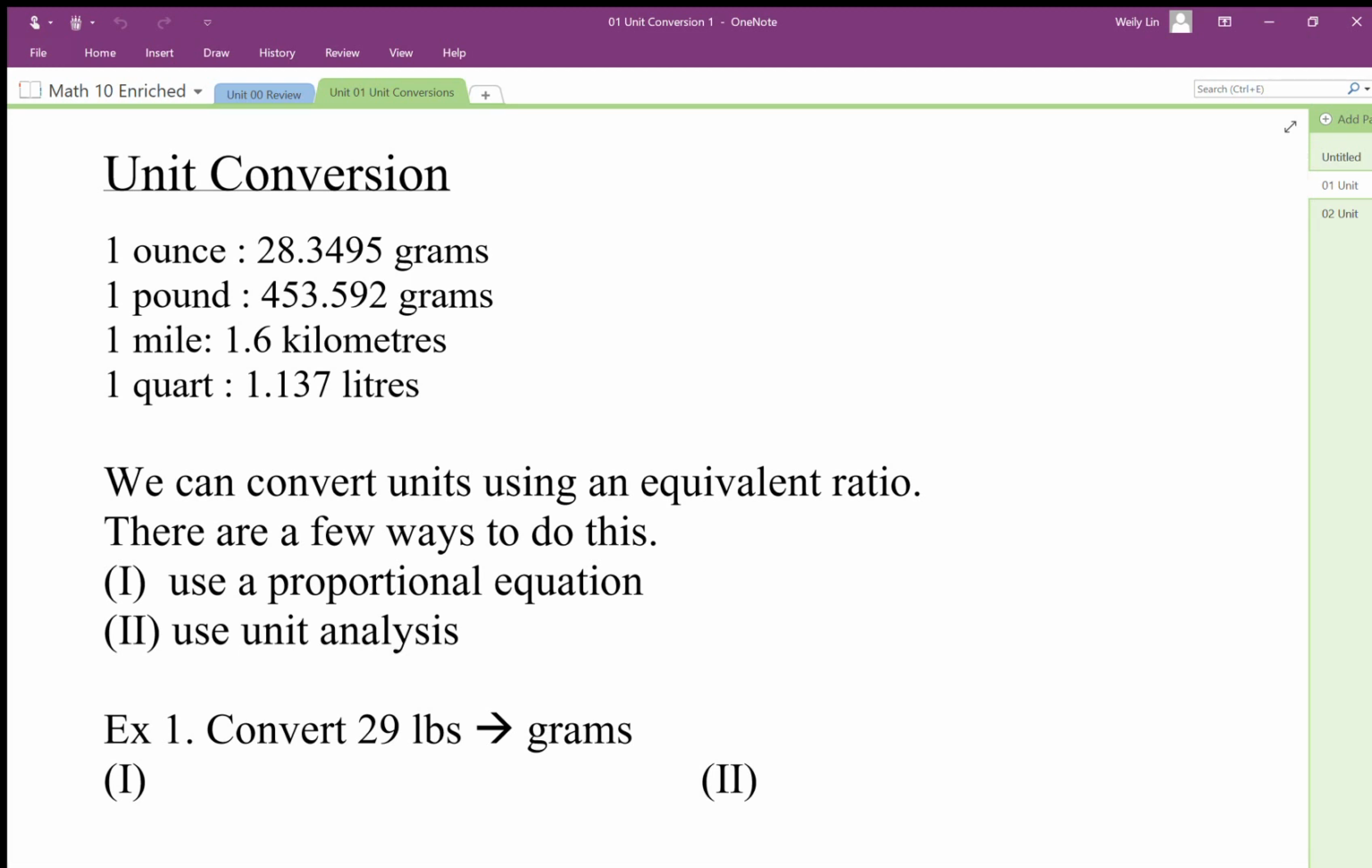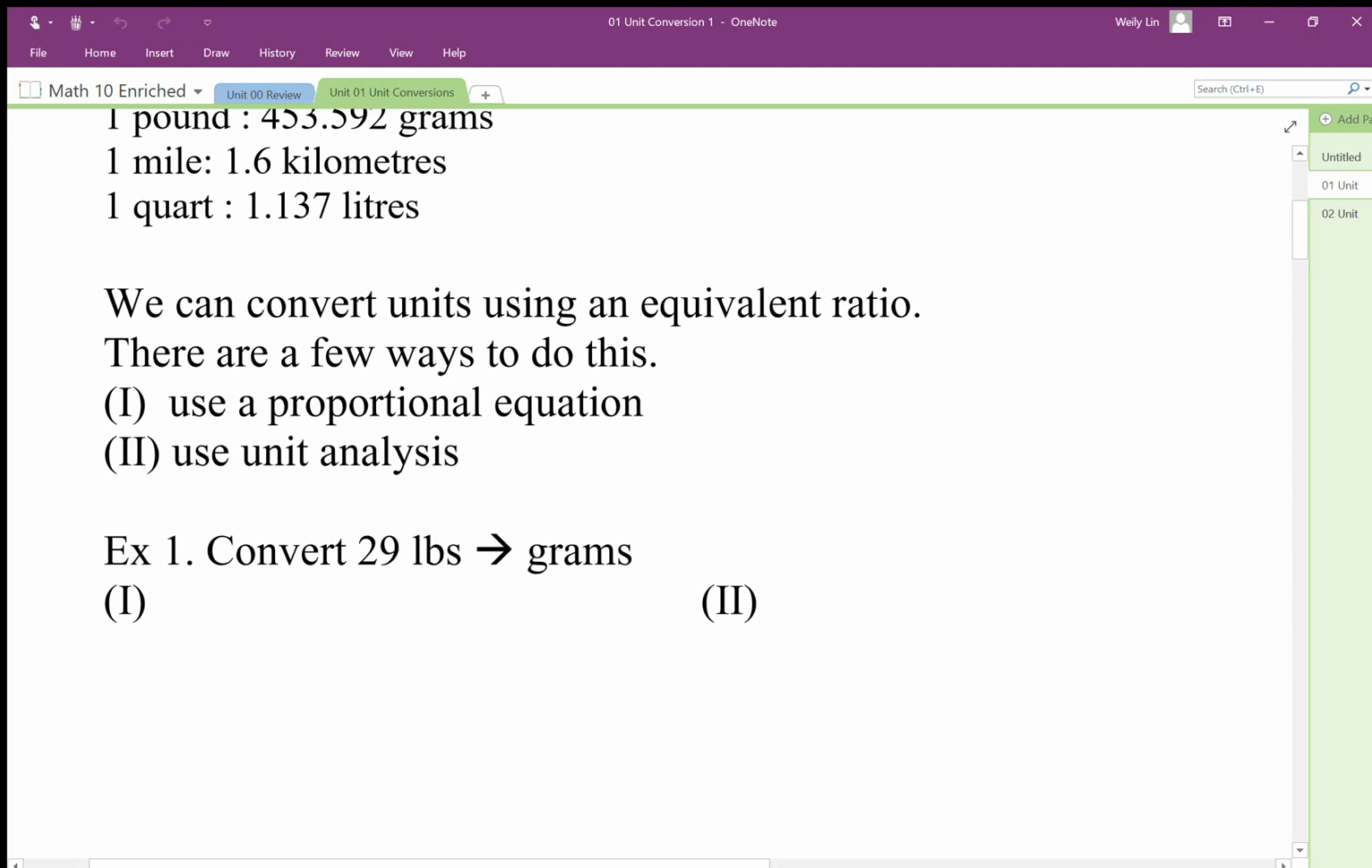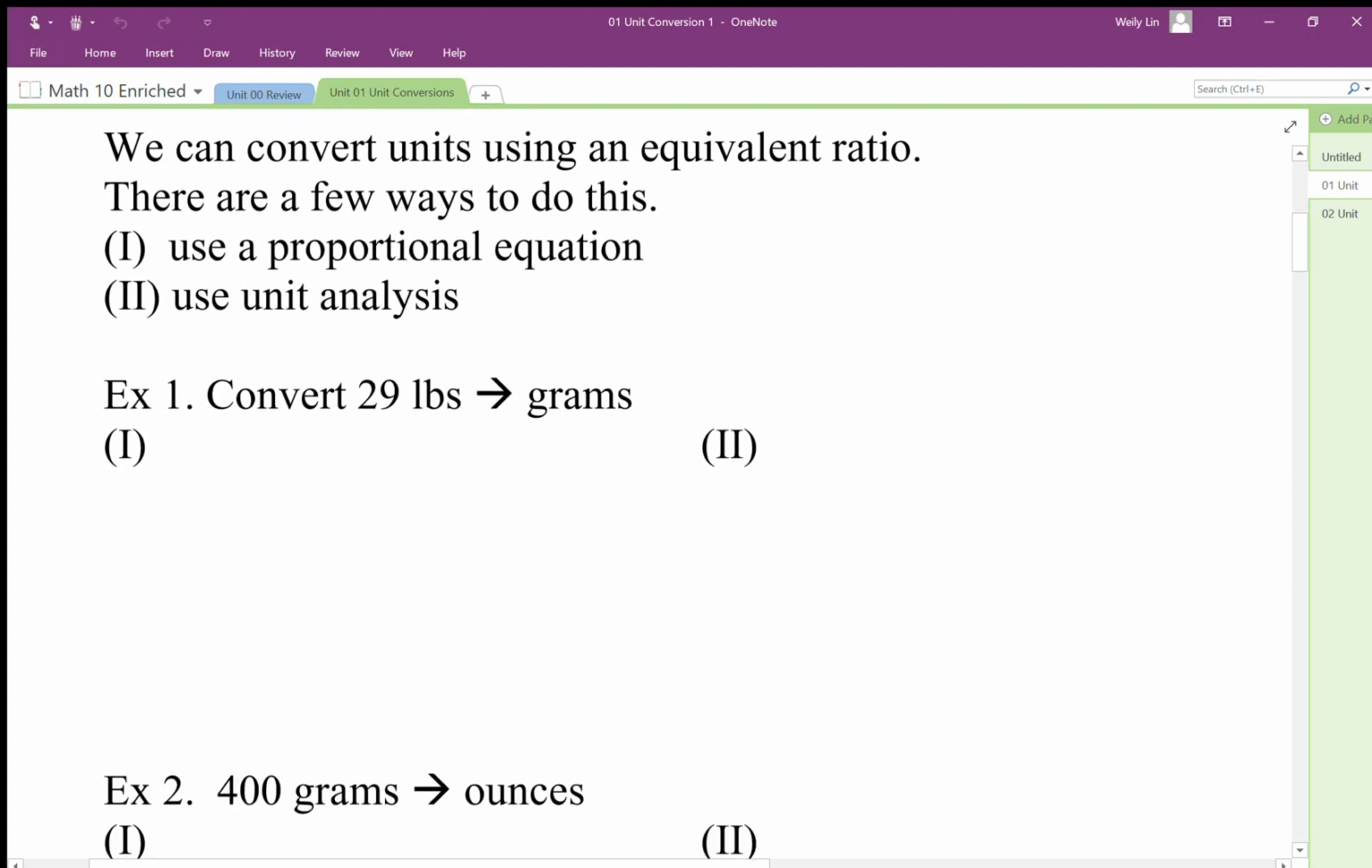We're going to do either a proportional equation, where we can have an equivalent fraction proportion and use our times and divide between those components in the proportional equation, or we can use unit analysis. So one way to do this is using a proportional equation.